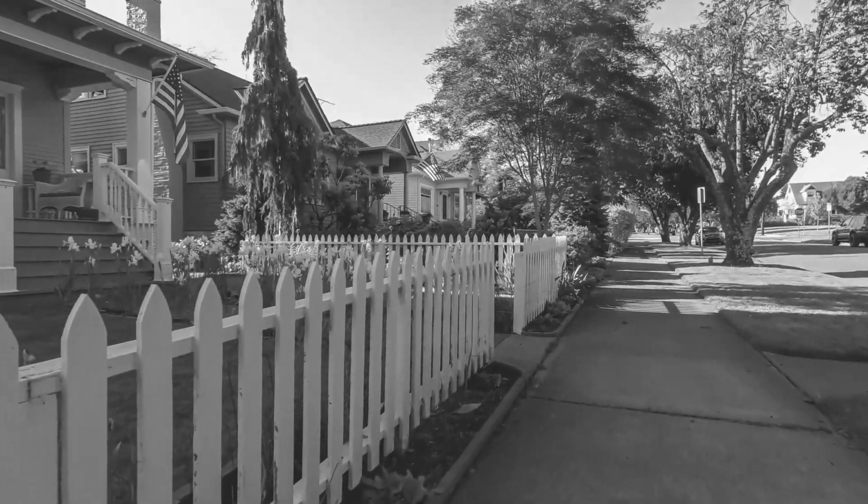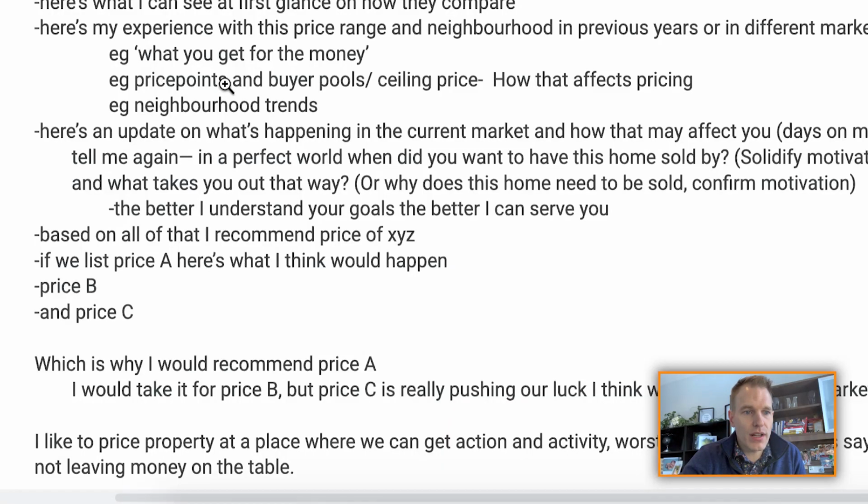So neighborhood trends might just simply mean that there's certain things about this neighborhood that make it desirable or undesirable. And you know that as an experienced real estate person. And that doesn't mean you can't sell it. That just means that there's additional challenges that we need to take into consideration. And then as well, price points.